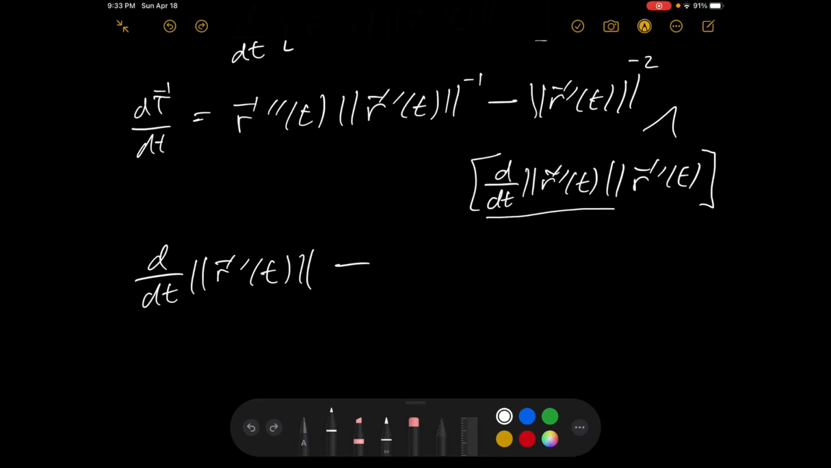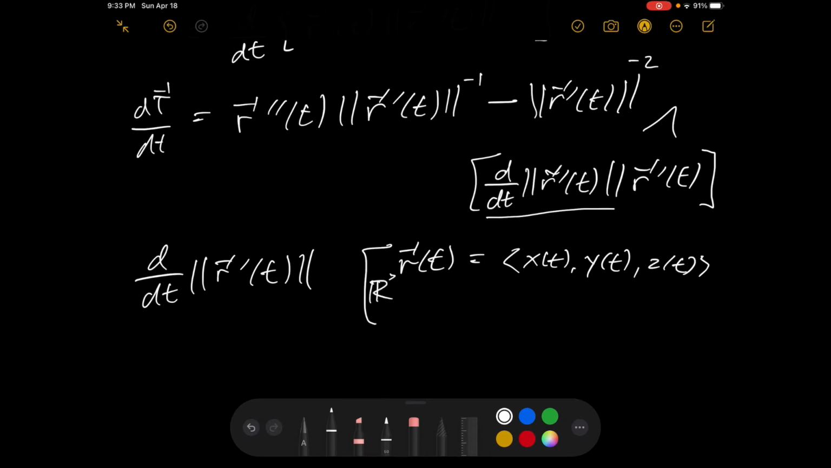Okay. In order to do this, let's first define r of t to be equal to x of t, y of t, and z of t. By the way, we're assuming that this is in 3 dimensions, but if it was in R2, you could have simply done x of t, y of t, and it would have been a 2D vector. And of course, the derivative, r prime of t, is simply the derivative of each component. I omit the t just for simplicity.